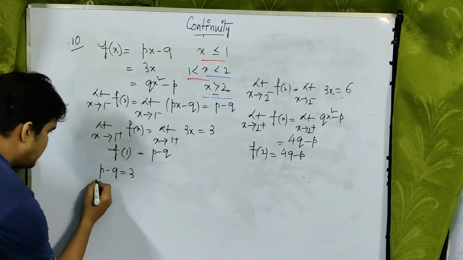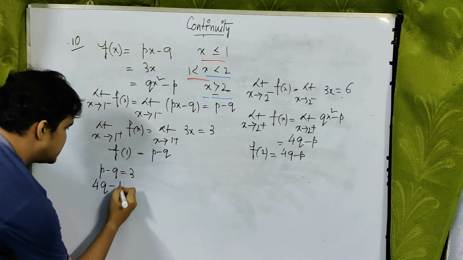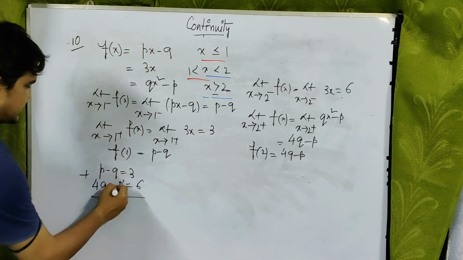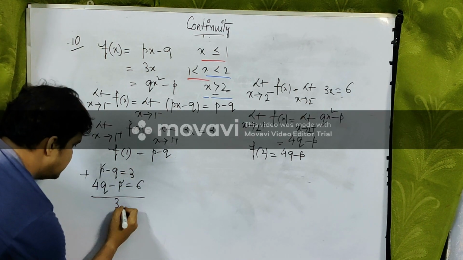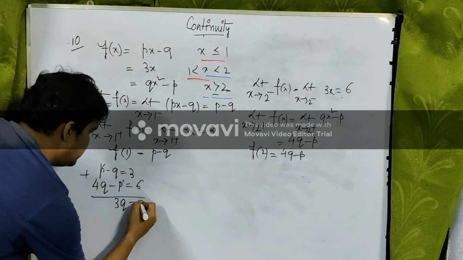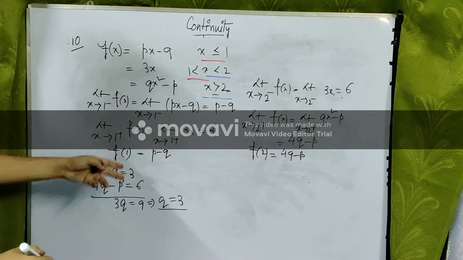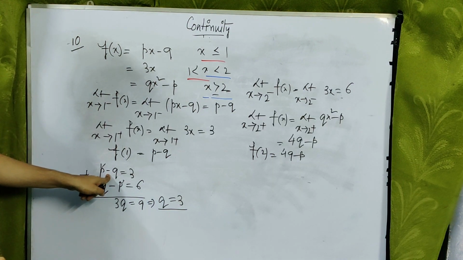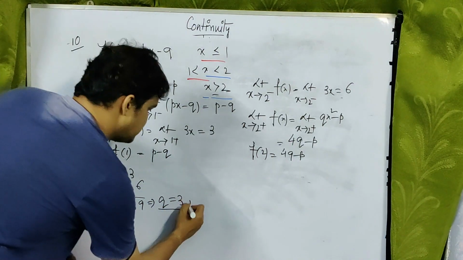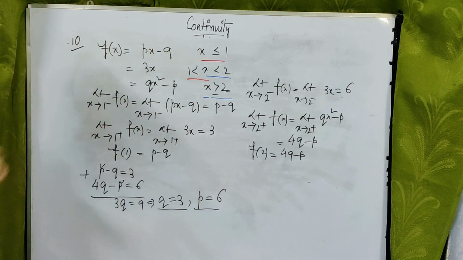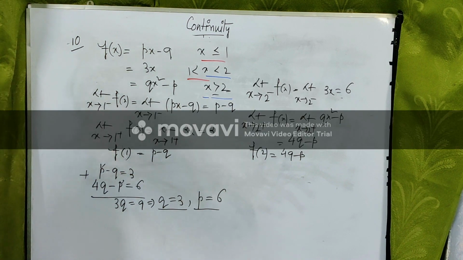So what do we get? 4q minus p equals to 6. Now if we add this to p minus q equals to 3, p gets cancelled. So 3q equals to 9, or q equals to 3. Now if I put q equals to 3 in any of the equations, say in this equation, p minus 3 equals to 3, so p equals to 6. So in sum, the value of p is 6 and q equals to 3. Next one.